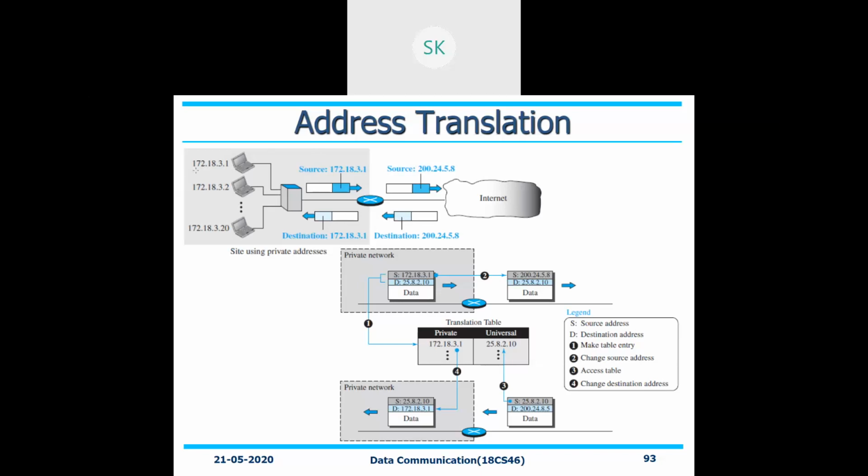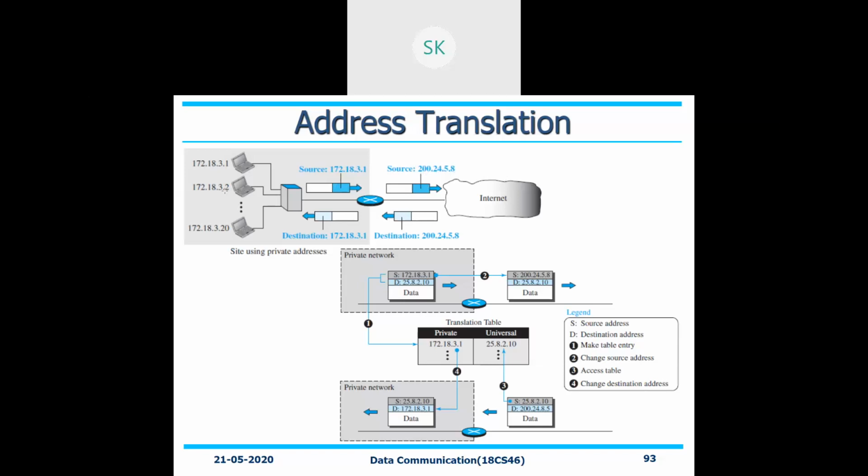With respect to your source, 172.18.3.1, it will be taken care of by your server. From this 172.18.3.1, it will be sending the packet. Now your address translation will be recording one table. With respect to that table, it will be addressing it to 200.24.5.8. That means for 172.18.3.1, whatever address you have, whatever comes from that address will be flowing in the public or global area using the address 200.24.5.8.